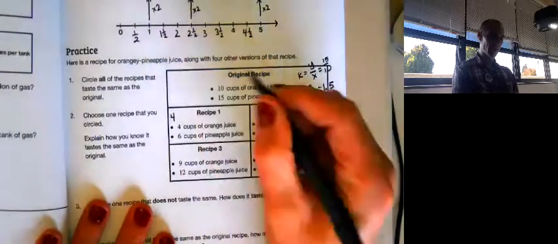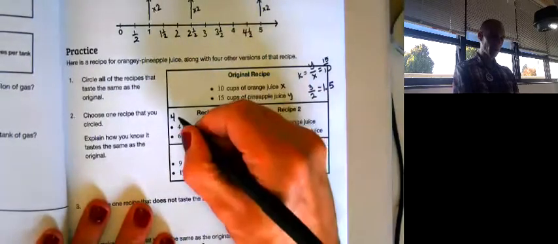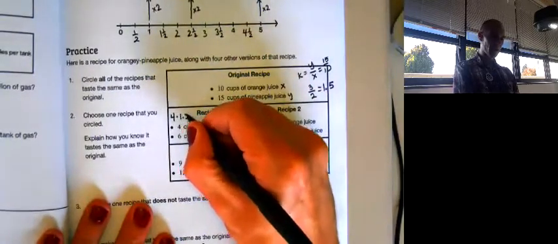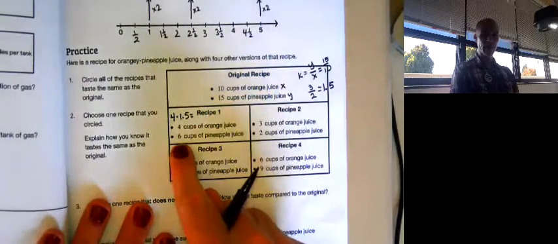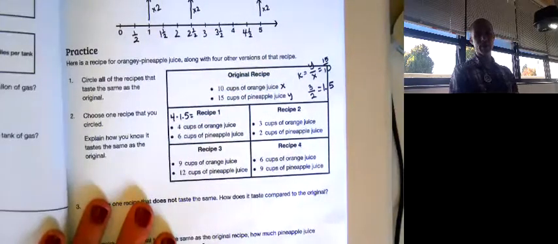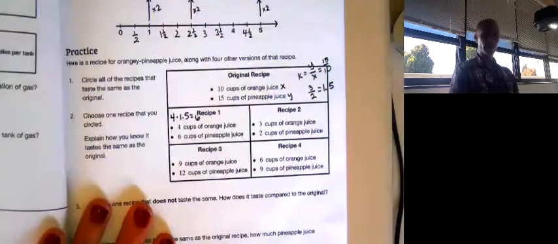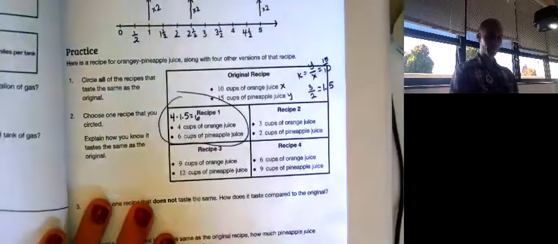If you take the amount of orange juice and multiply it by 1.5 and you get the cups of pineapple juice, then you know you have a recipe that's going to taste the same as the original. And this one works. 4 times 1.5 is indeed 6. So that one's good. We should circle it.